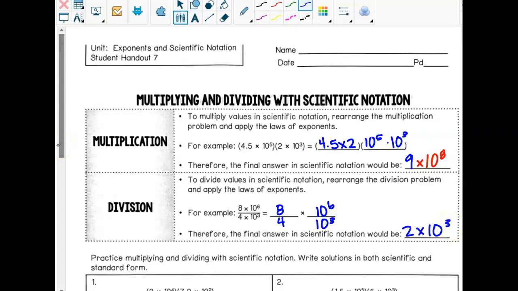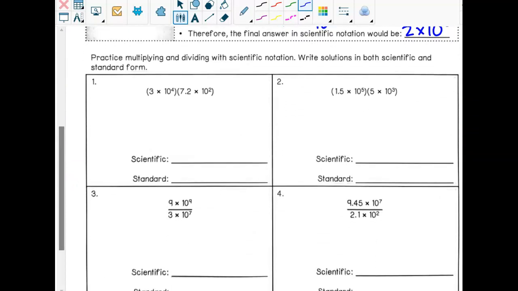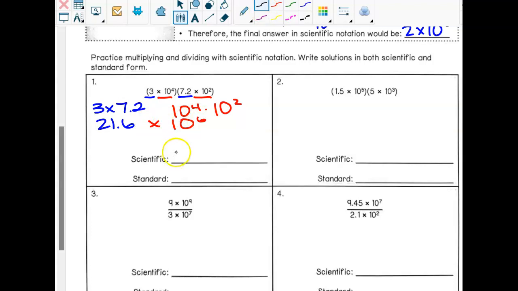So if you split them up and put numbers with numbers and exponents with exponents, then it's going to make it a lot easier. So for example, number 1, we have 3 times 10 to the 4th times 7.2 times 10 to the 2nd. So again, let's do numbers times numbers. So 3 times 7.2, that's going to be 21.6. And then let's do exponents. 10 to the 4th times 10 to the 2nd. So 10 to the 4th times 10 to the 2nd is going to be 10 to the 6th. So the scientific notation answer is we have 21.6 times 10 to the 6th.